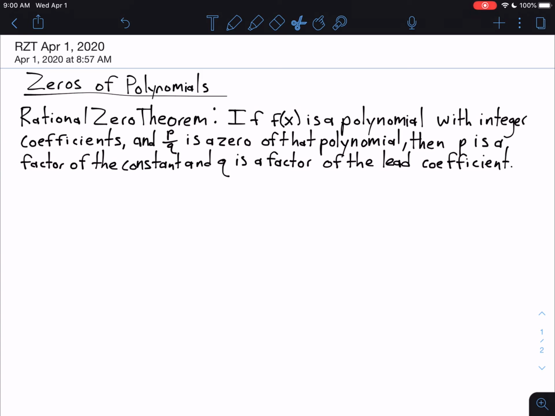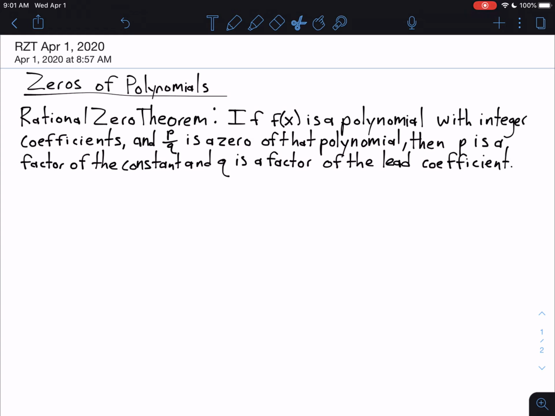So the rational zero theorem states that if f of x is a polynomial with integer coefficients and p over q is a zero of that polynomial, then p is a factor of the constant and q is a factor of the lead coefficient. So I will show you what this means in just a second.